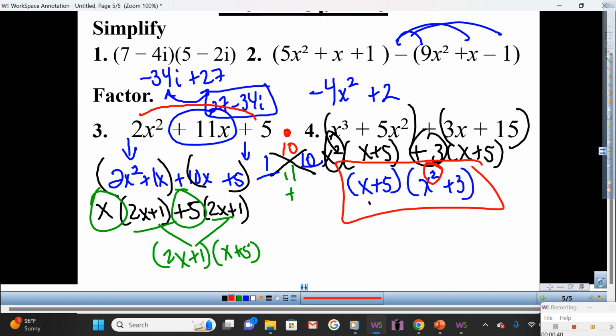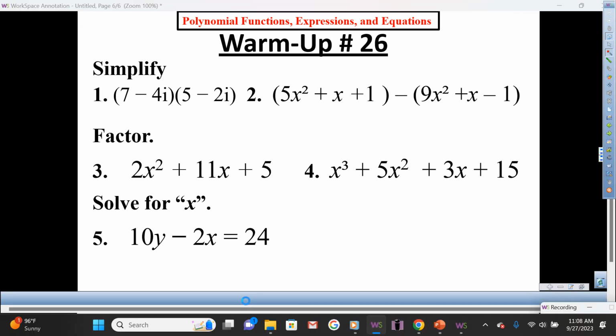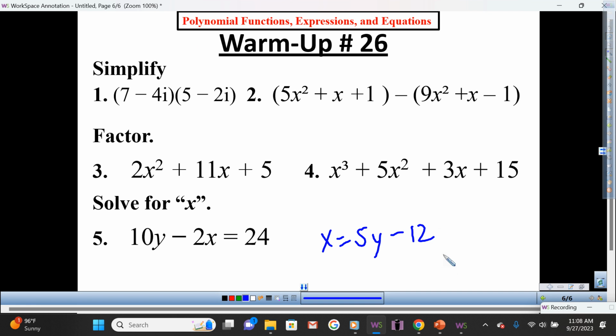All right, let's go to number 5. Number 5, what'd you get for number 5? Selena, what'd you get? X equals what? X equals 5y minus what? 12. Hands, have you got that?